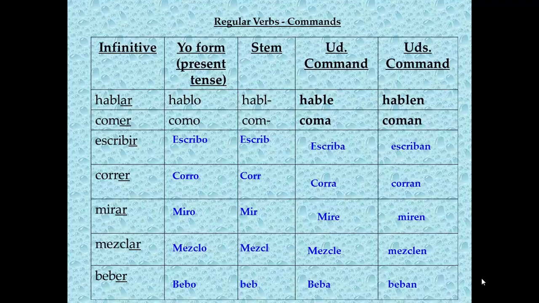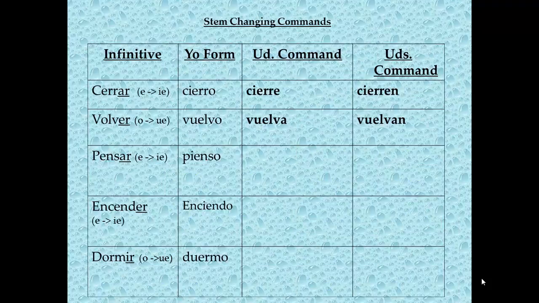Okay, we're going to flip the page over, and of course, we're going to have to be careful with a couple different tenses, and we're going to talk first about our stem changing commands. We must be careful with our stem changers. So these are our boot verbs that we've been practicing. So you'll see that you still have to go to the yo. So for cerrar, it becomes cierro. You take off the o, and you add the opposite ending. So it'd be cierre, cierren. You've heard me say that before. Cierren los libros. For volver, it's a boot verb. Vuelvo, take off the o, goes to vuelva, vuelvan.